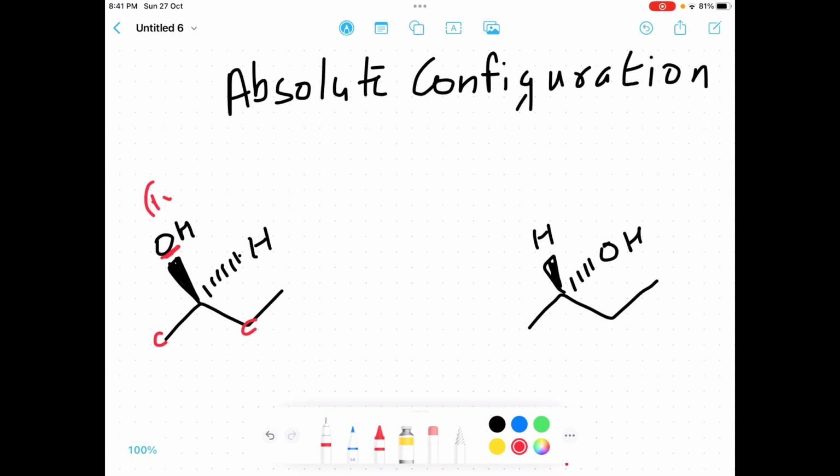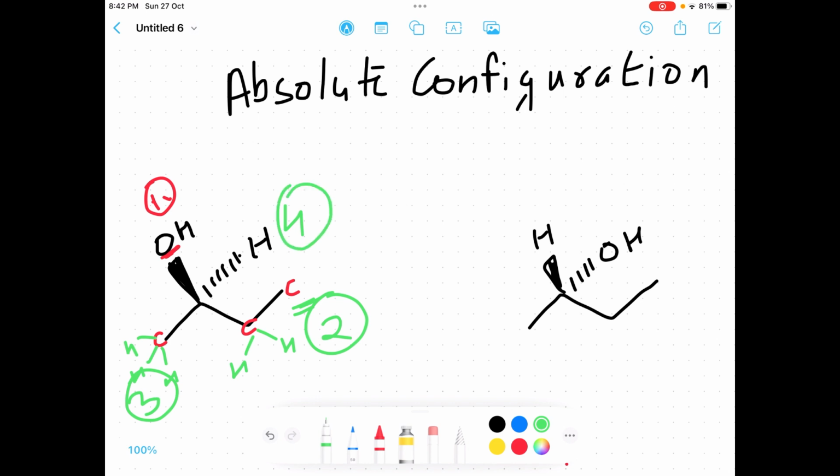Now we have two carbons. In this case, when the first atom is the same, you have to move outward atom by atom until a difference is found. So if I go on this side, I have 3 hydrogen, whereas on this carbon, I have 2 hydrogen and 1 carbon. So the next I have carbon, so this group will get the second priority, and this one will be the third priority, and hydrogen will have fourth priority.